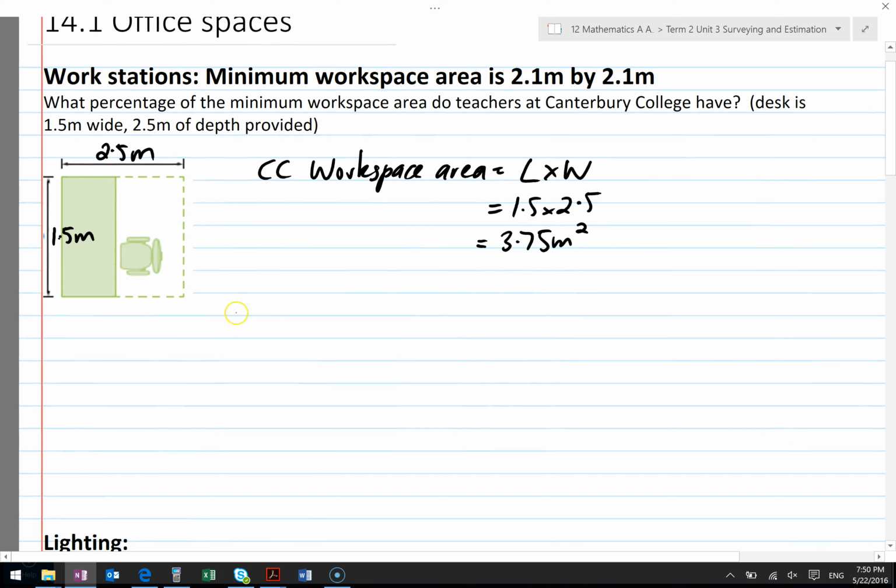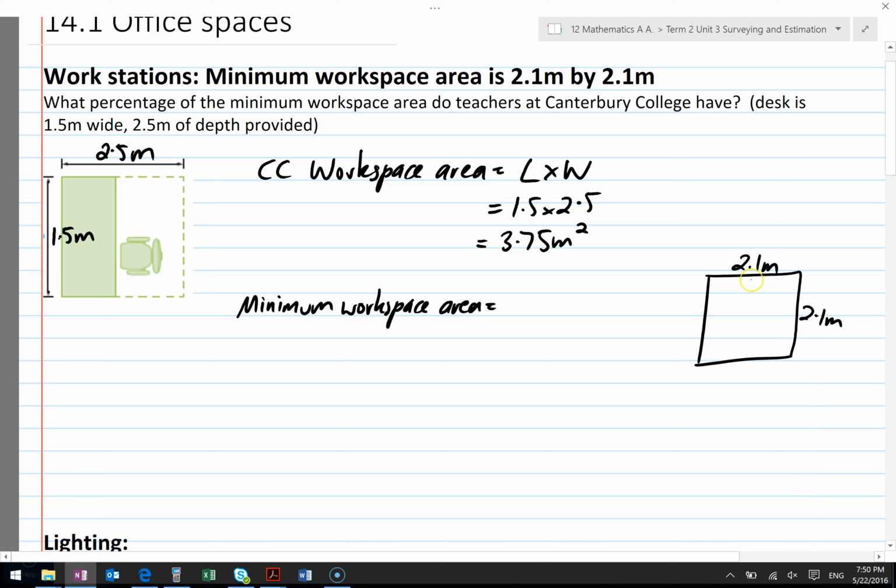Okay, let's compare that to the minimum workspace area. Remember, minimum workspace area is 2.1 by 2.1 meters. It should have 4.41 meters squared. So it doesn't look like those poor teachers down in N-Block's classroom have the minimum workspace area as defined by this textbook or standard. Okay, so what percentage of the minimum workspace do they have?